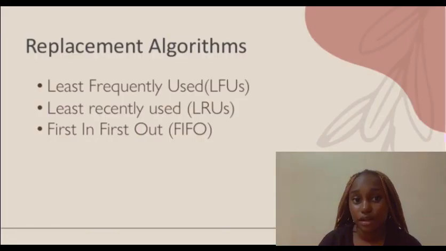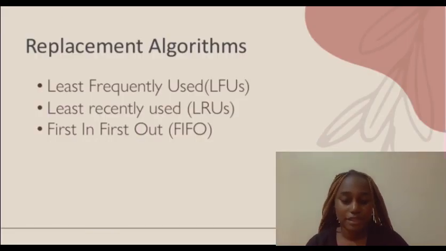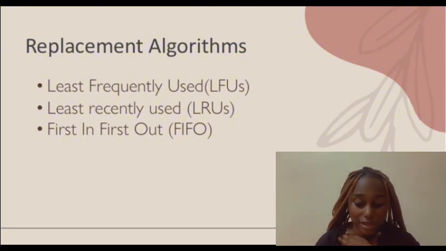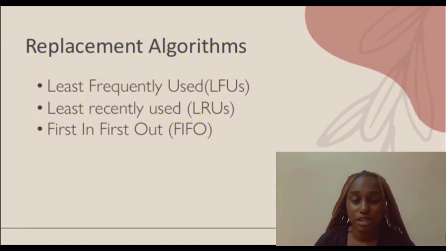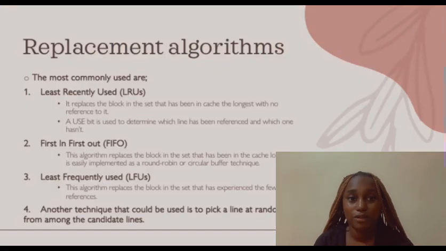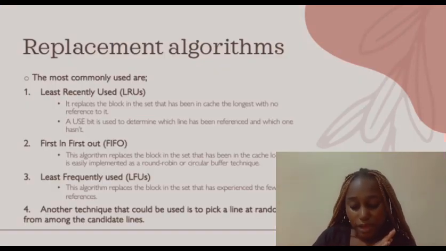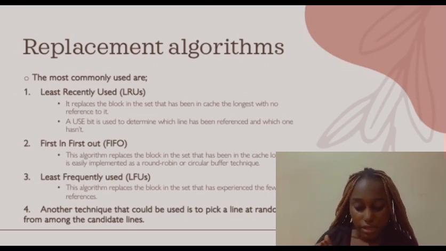Then replacement algorithms. Once the cache is filled and a new block is brought into this cache, one of the existing blocks must be replaced. How we determine which block is replaced is done by the replacement algorithms. We have three common types of algorithms used: the least recently used, LRU, algorithm, where the cache block that has been in cache the longest with no reference is selected and replaced.